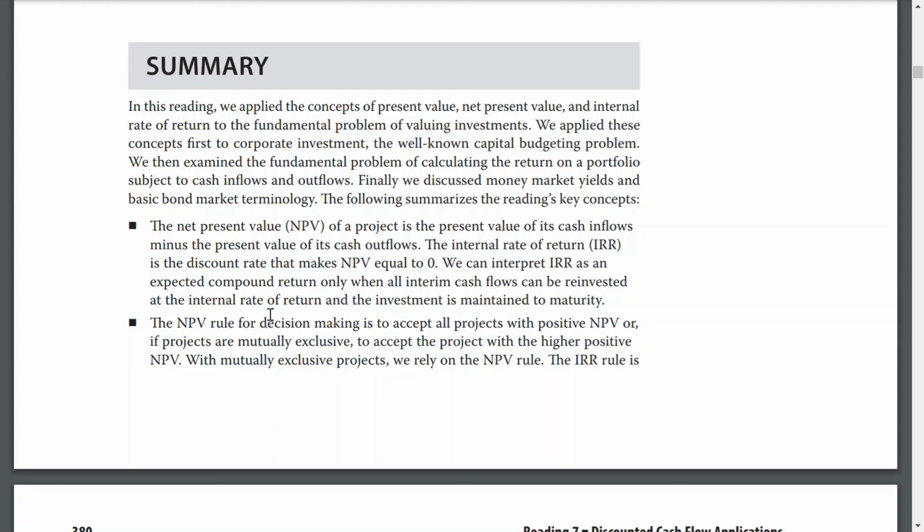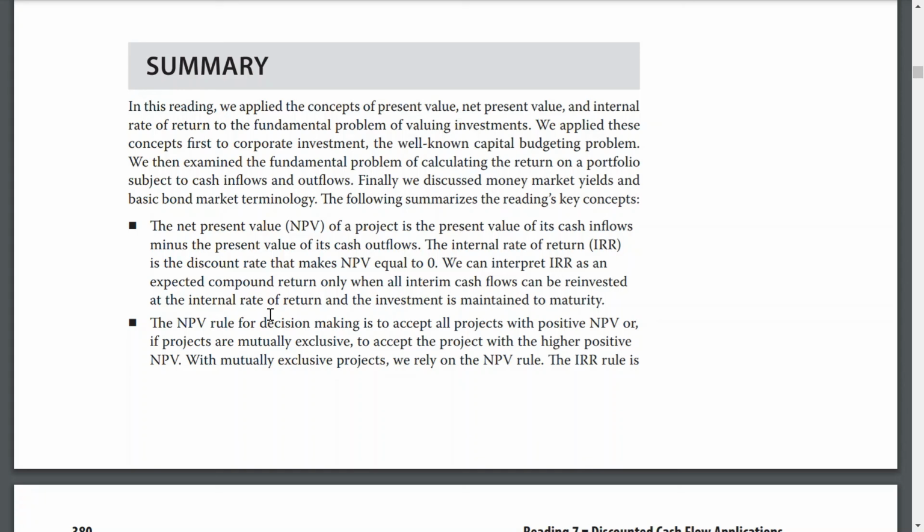The net present value, or the NPV, of a project is the present value of its cash inflows minus the present value of its cash outflows. The internal rate of return, or the IRR, is the discount rate that makes NPV equal to 0. We can interpret IRR as an expected compound return only when all interim cash flows can be reinvested at the internal rate of return and the investment is maintained to maturity.